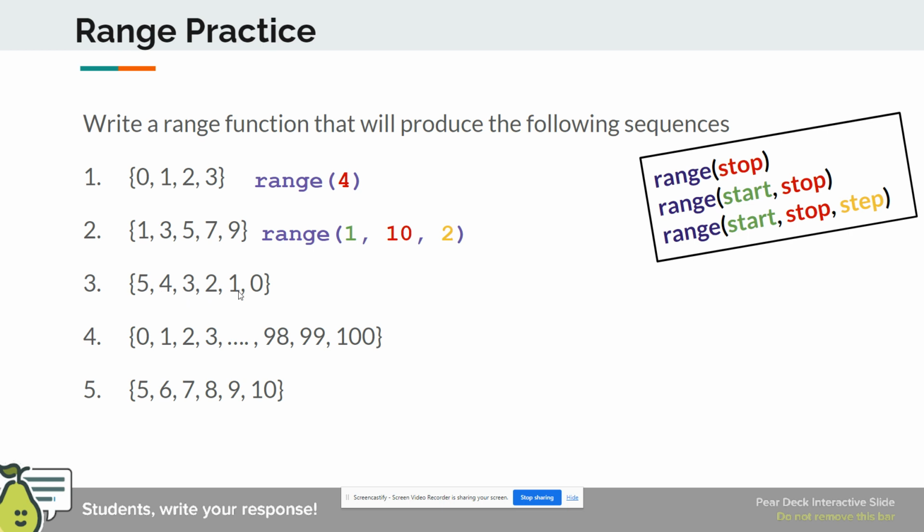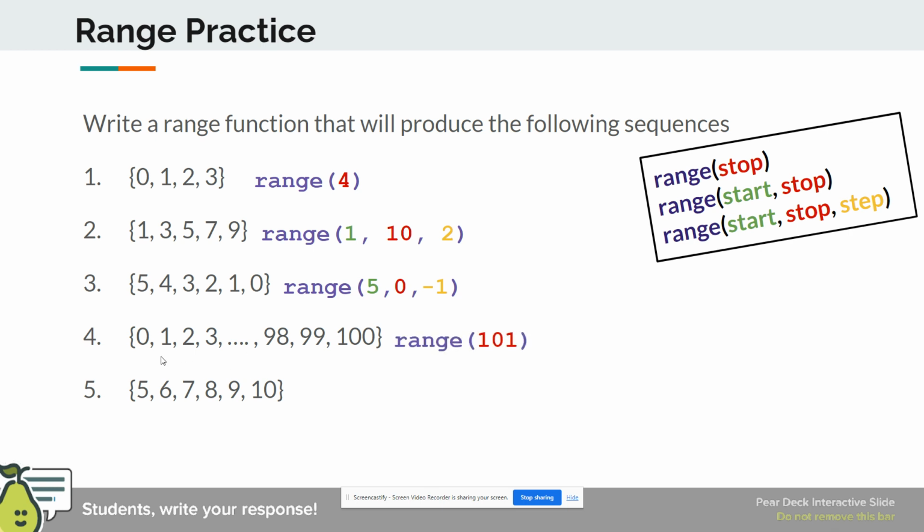5, 4, 3, 2, 1, 0. Hopefully you're producing the range function starting at 5, working down to, technically this should be -1. That is a typo here. And this should be -1. So replace that 0 with a -1 and it should work out just fine.